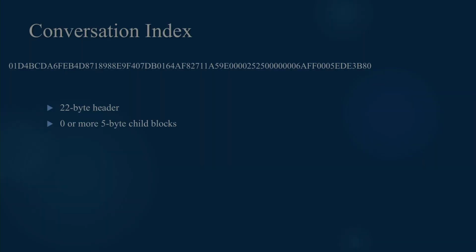So this is a value that Microsoft uses for email threading. In this case, we're seeing this in hexadecimal format, but you could also encounter this in the message header in base 64 format. What it is, is a 22-byte header, followed by 0 or more 5-byte child blocks. So let's talk about why this could be helpful.